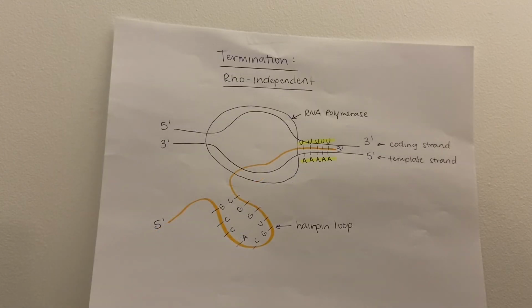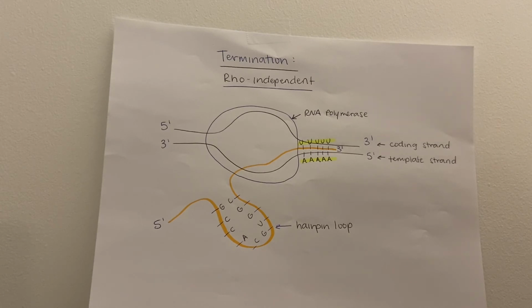In this diagram, I've illustrated the Rho-independent strategy of termination. Rho-independent termination occurs with specific sequences on the DNA template strand that are rich in C and G nucleotides, which causes the RNA transcript to fold in on itself and the complementary C and G nucleotides to bind together, which leads to the formation of a stable hairpin loop that causes the RNA polymerase to pause transcription.